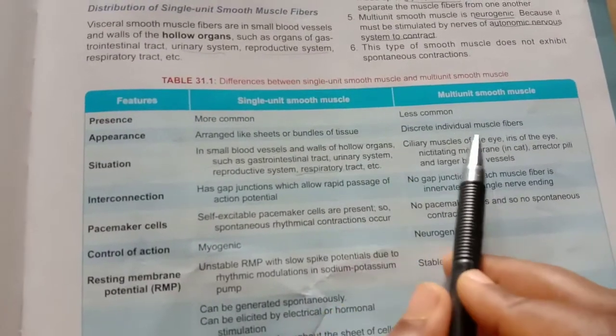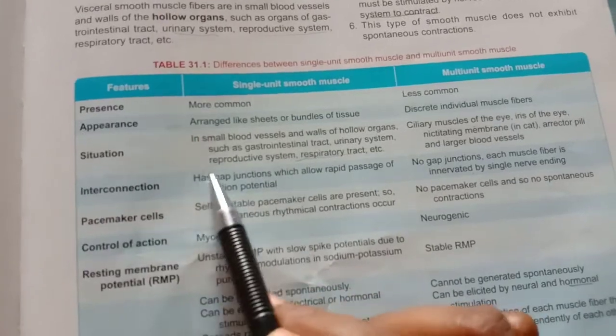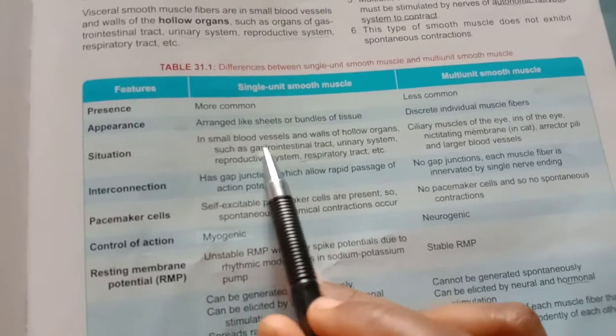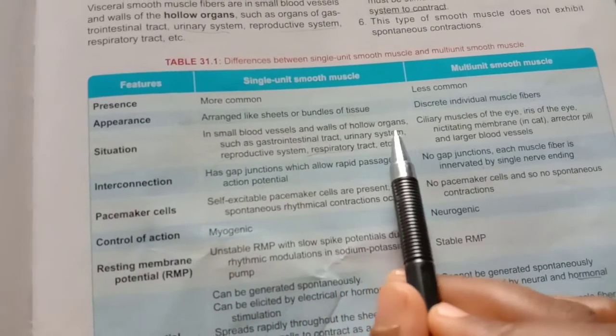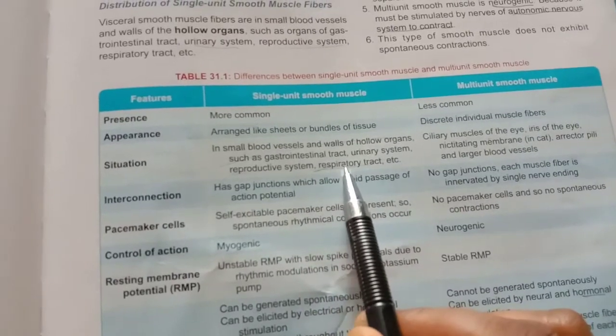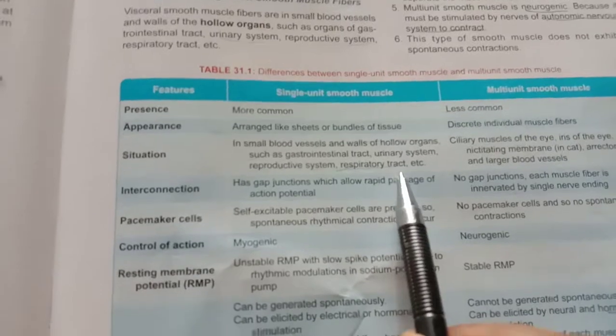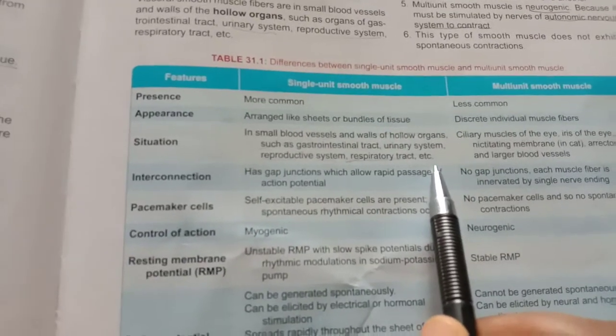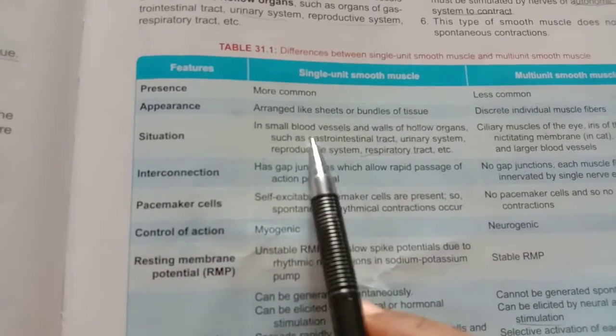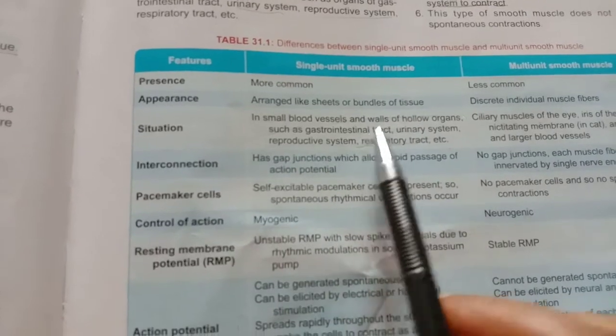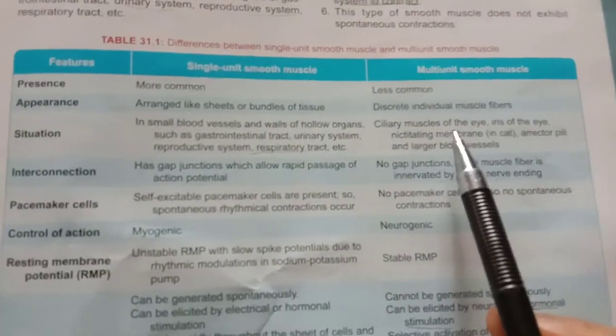Here we know that they are bundle sheets of muscle fibers, situated in small blood vessels and the walls of hollow organs such as the gastrointestinal tract, urinary system, reproductive system and respiratory tract. As we know, they are present in these systems. Okay, now next, multi-unit smooth muscle.